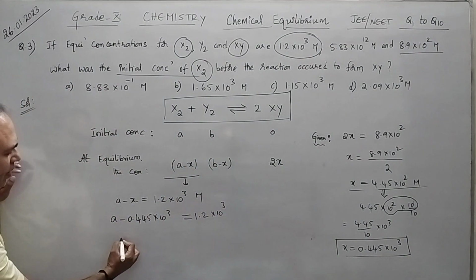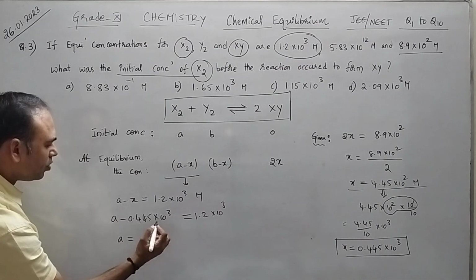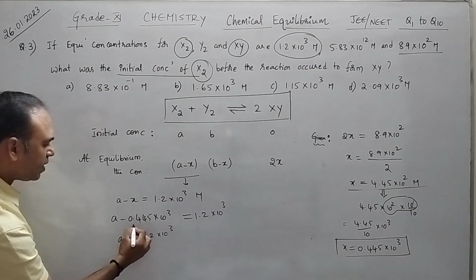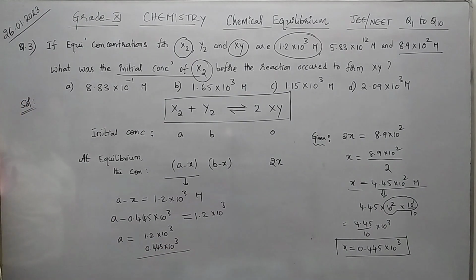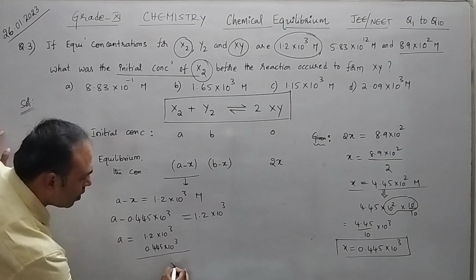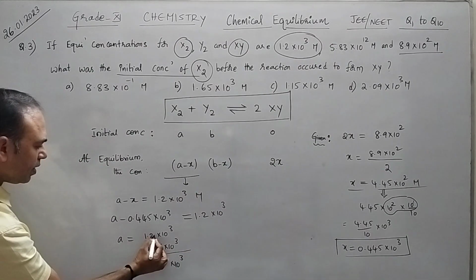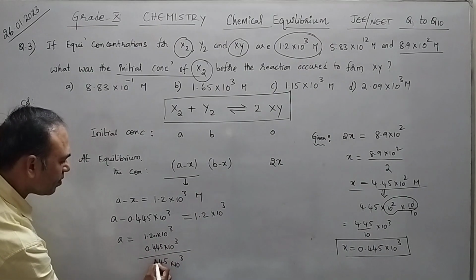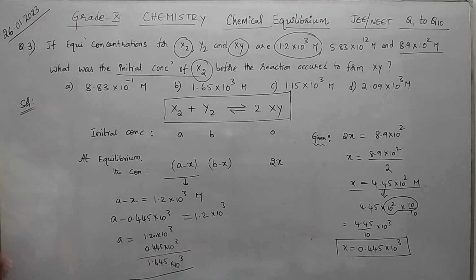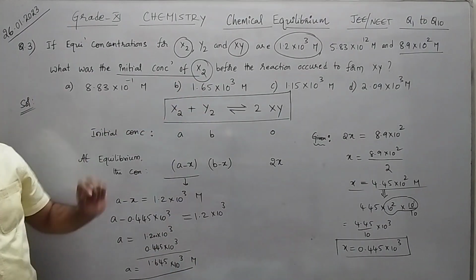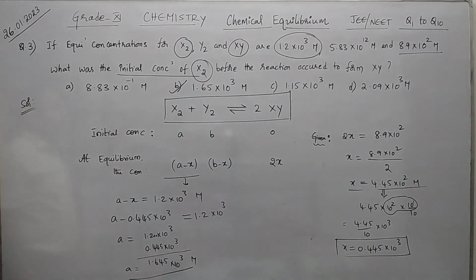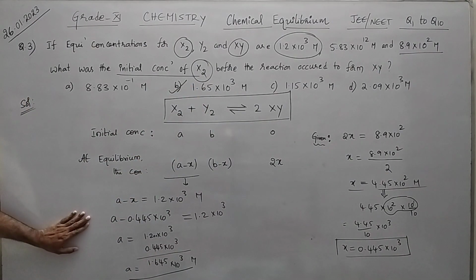Send this to the other side, minus will become plus. So 1.2 into 10 cube plus 0.445 into 10 cube. Hope you have understood this. Always write one below the other so that it is easy for the calculator. Now 10 power 3 remains as such. So here it is 4, 5, 6, 1. So we got the value of a, 1.645 into 10 to the power of 3 molar. The nearest value is 1.65. So what is your answer? 1.65 into 10 to the power of 3 molar. Hope you have understood this.